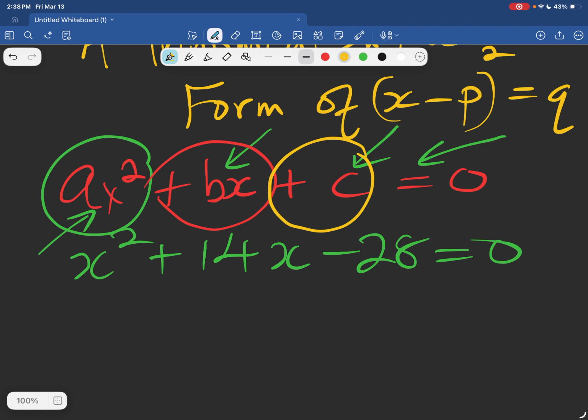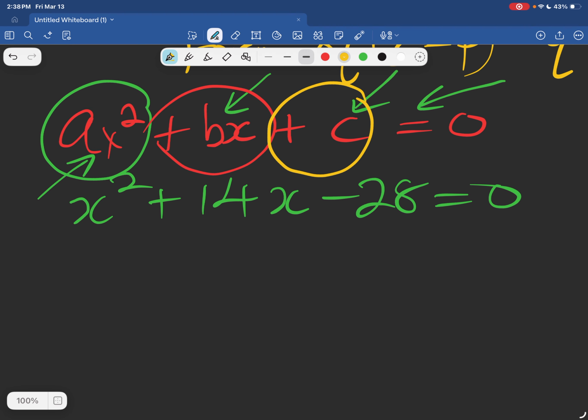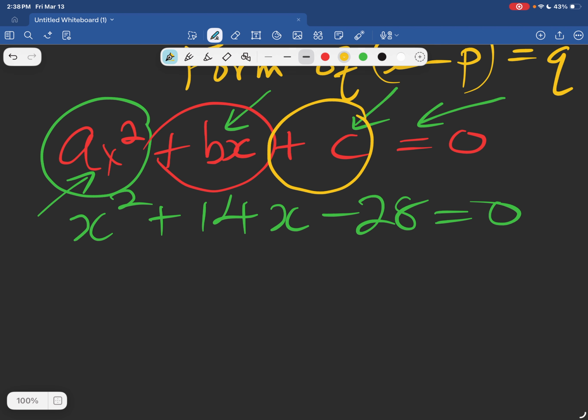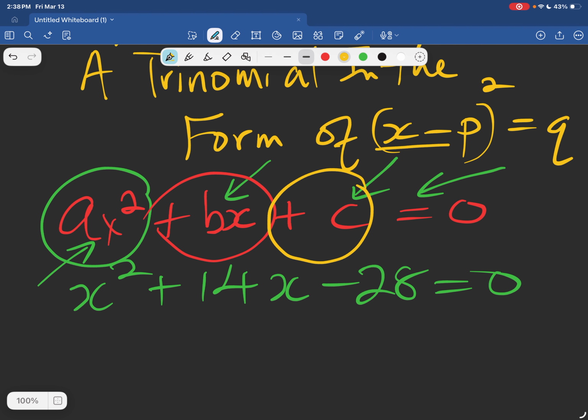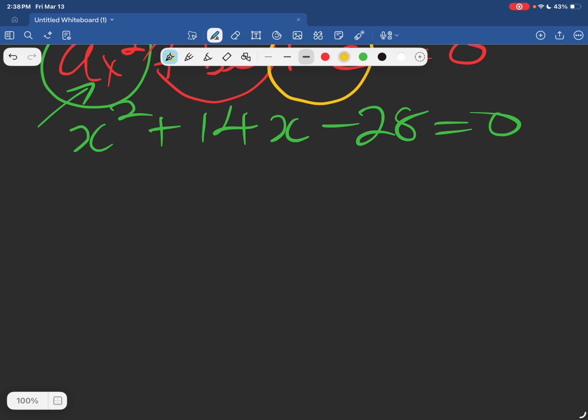So what we want to do is convert x squared plus 14x minus 28 equals 0 into a form similar to x minus p all squared equals q. In order to do that, we're going to set the given equation up for completing the square. How do we do that? We have x squared, we write it. We have 14x, we also write it.